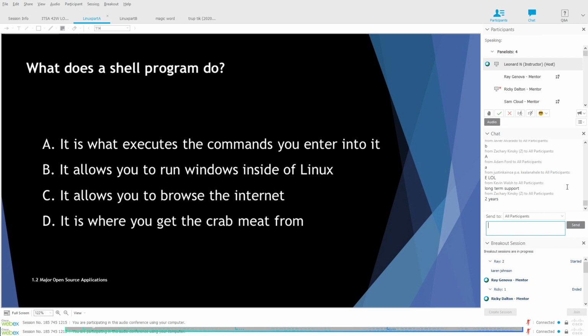What does a shell program do? I like D. Still like D better. Yeah, it executes the command you enter into it, the Bourne Again shell. So when we're in terminal, we're in a Bourne Again shell, and we type ls, that's a command.